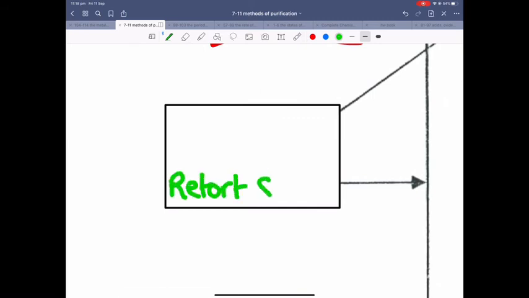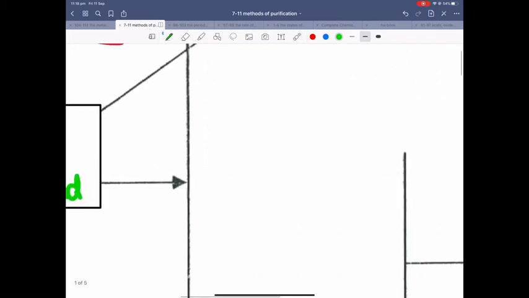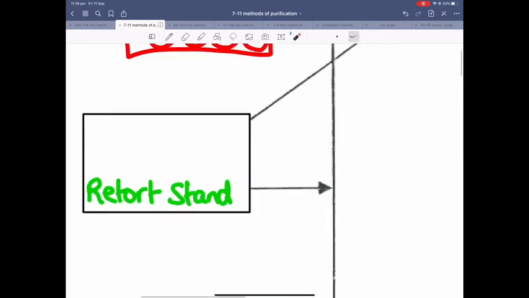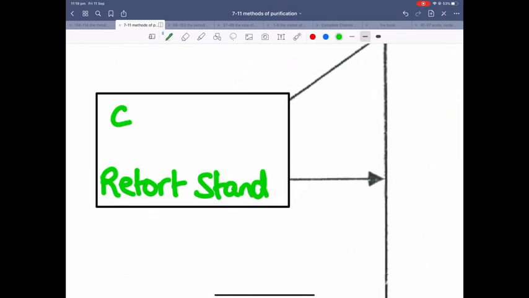Retort stand. Now, sometimes they might label them separately, sometimes together. It doesn't matter. Make sure you know which part is which. So that's the retort stand, and this part, which secures itself onto the stand and onto the object on the other side, is called a clamp. So together they're called the clamp and retort stand.